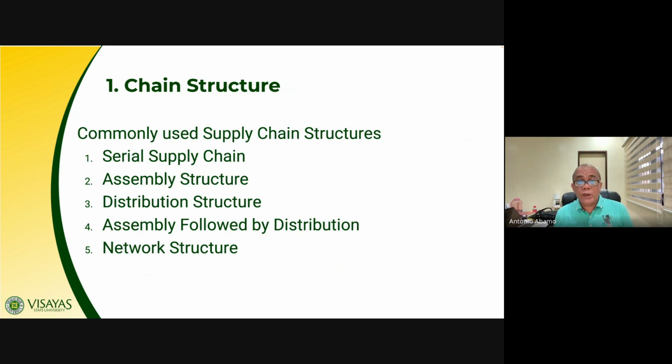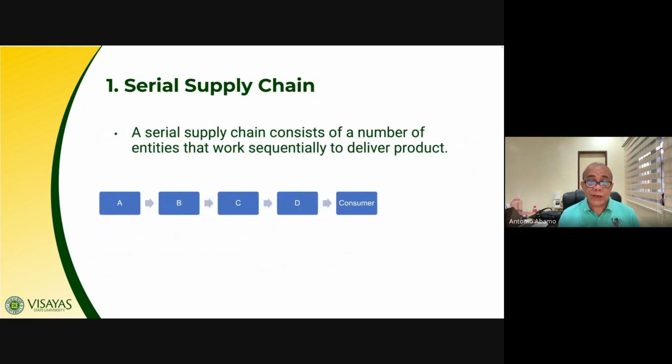In the chain, commonly used supply chain structures would be serial supply chain, assembly structure, distribution structure, assembly followed by distribution, or network structure. Like for example, this one, serial supply chain. So it's just a very linear connection from A to the customer. A serial supply chain consists of a number of entities that work sequentially. That's why it's called serial supply chain.